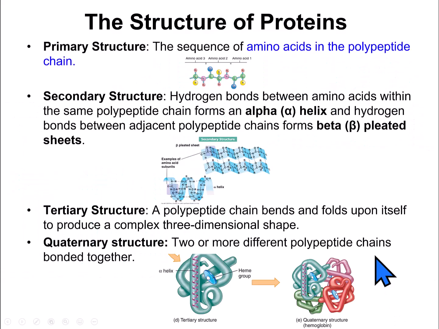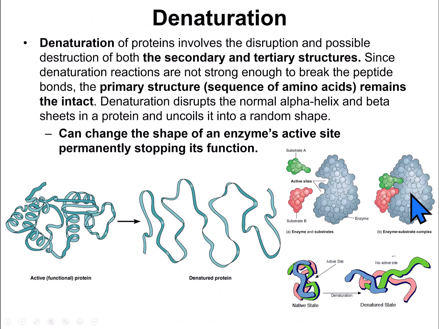Tertiary structure is where that polypeptide chain bends and folds upon itself to produce a complex three-dimensional shape, such as this right here. It's folding back on itself. Well, if you take two or more of these different polypeptide chains and bond them together, like the tertiary structures, hook those together, then you get a quaternary structure. For example, hemoglobin consists of 4 tertiary structures bound together, and we call that a quaternary structure.